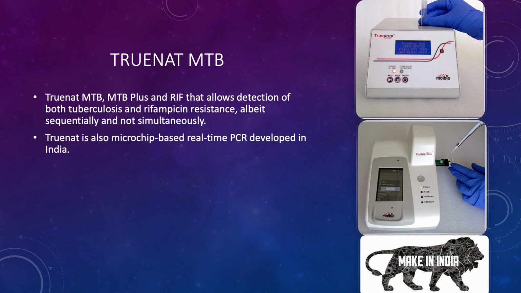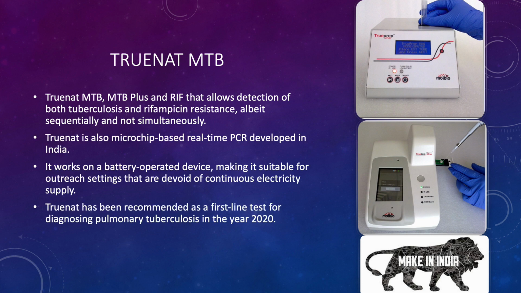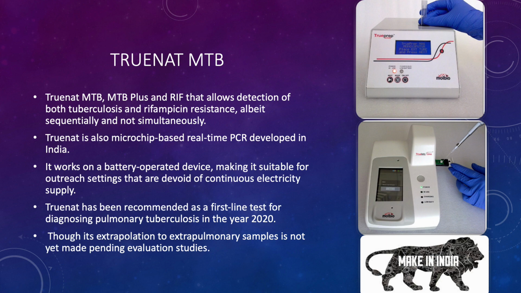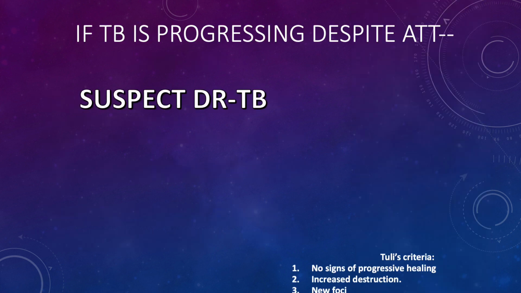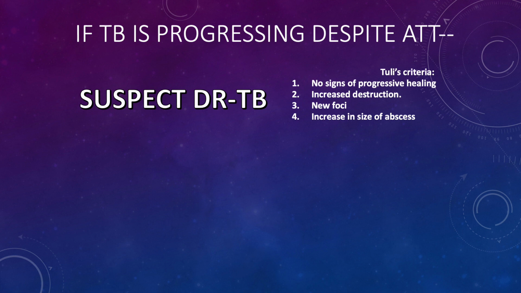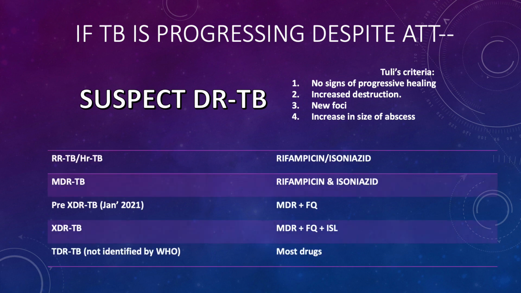It's a Make in India product. In extra-pulmonary TB, it has not been studied till now, so we await the result of that. If the TB is progressing despite ATT, suspect drug-resistant TB. These are the Tuli's criteria: no signs of progressive healing, increased destruction, new foci, and increase in size of abscess. So we know the classification of drug-resistant TB.